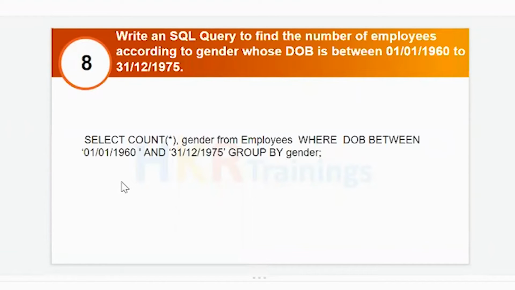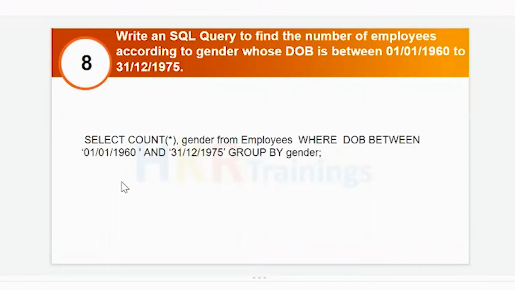Now let's move on to another question. Write an SQL query to find the number of employees according to gender whose date of birth is between 1/1/1960 to 31/12/1975. Now, why is this question generally asked? To understand whether the person giving the interview is aware of the dates or not, is he aware of the group by function or not, is he aware of the between function or not. And that is why this question is generally asked.